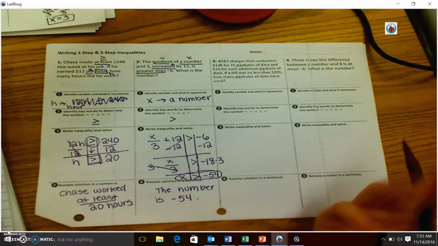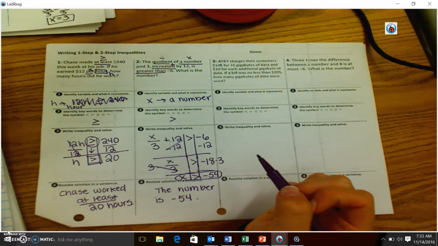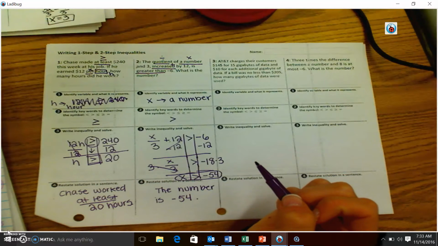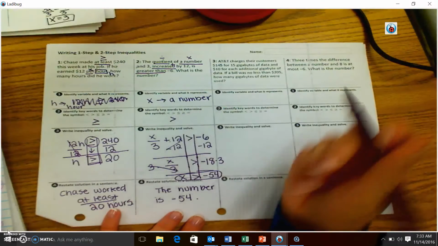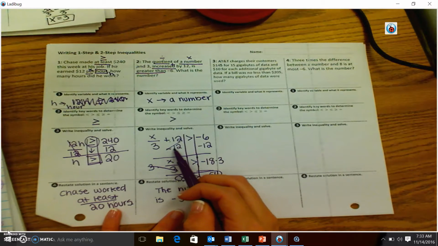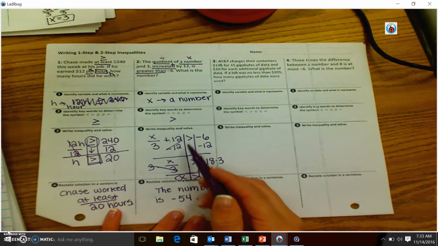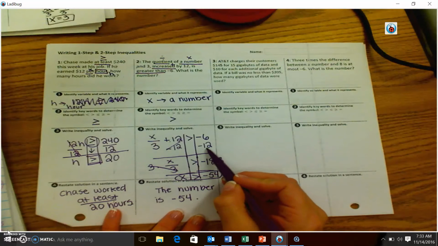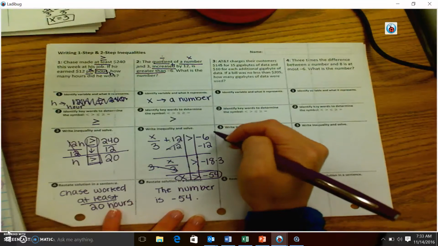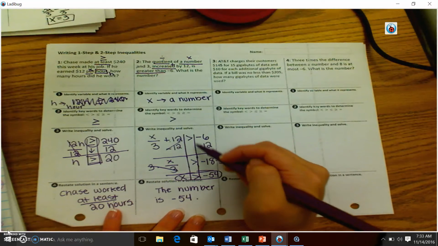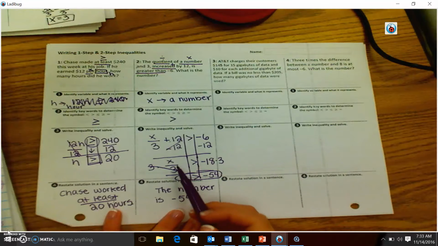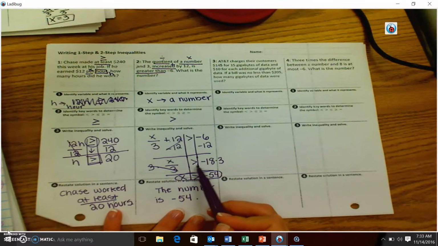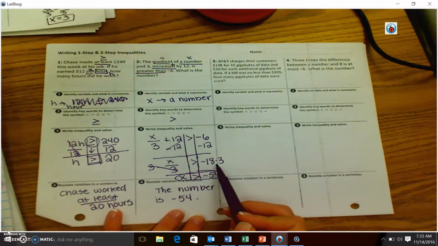Now we get to solve it. What's our goal with solving inequalities and equations? We want to get the variable alone. So first we need to subtract 12 to cancel out, and whatever we do to one side, we do to the other. So when we bring over negative 12, we add them, because same signs, add and keep, and we get negative 18. So now we have x over 3 is greater than negative 18.